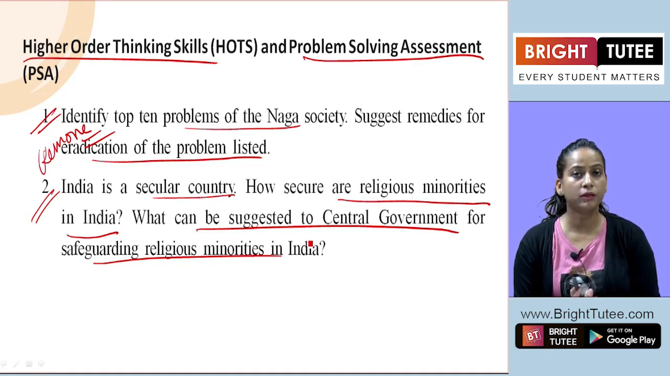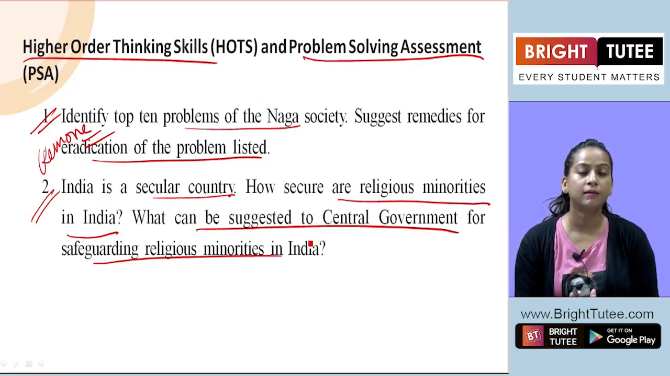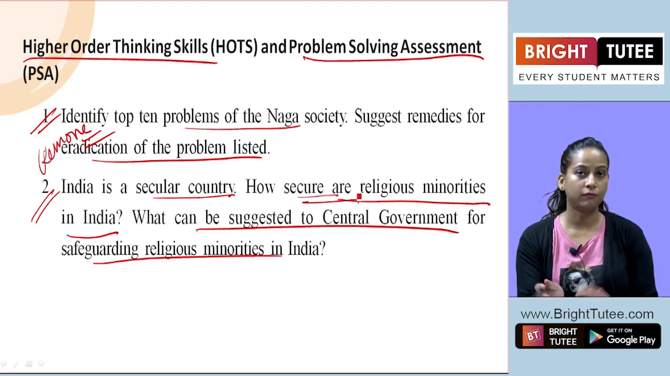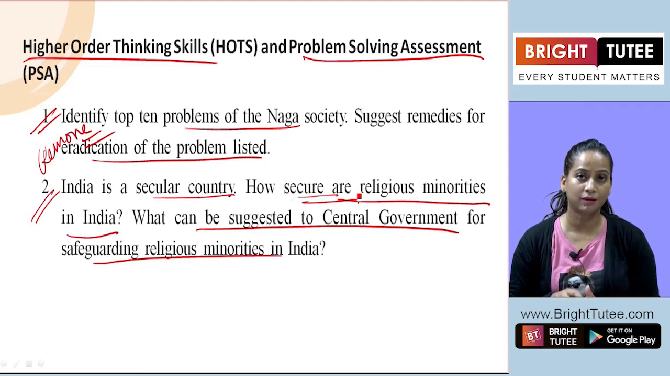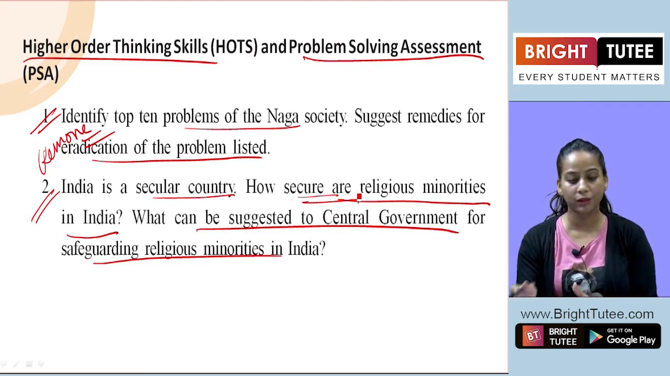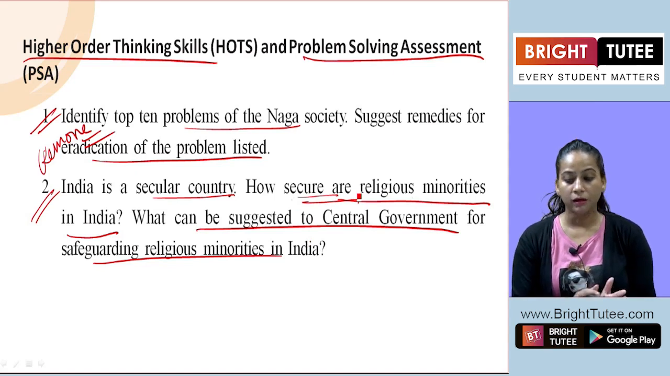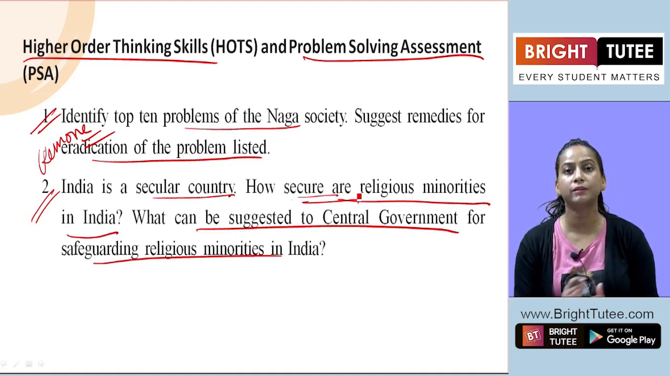If we talk about India as a secular country, you all must know that India does not have any specific religion. It gives respect to all religions. So, if India is taken as a secular country, how much security is provided to these religious minorities? And what can be suggested? What could be your suggestion to the central government for their safeguarding in India?